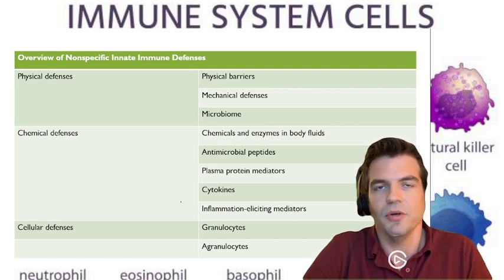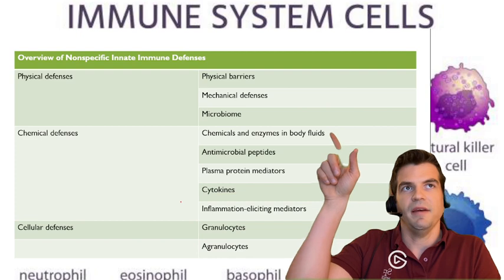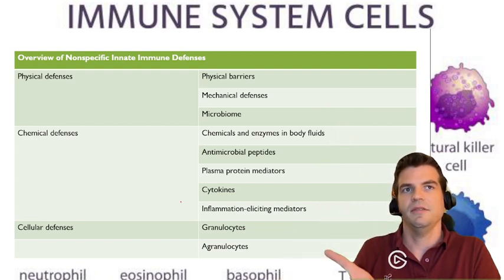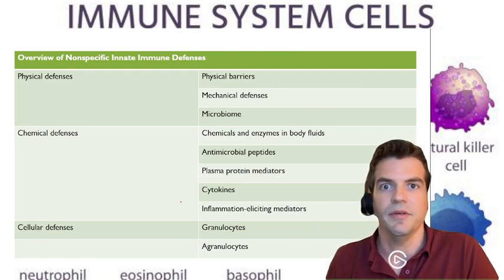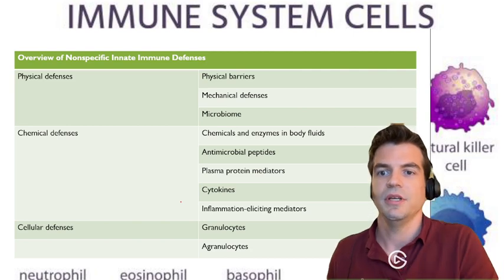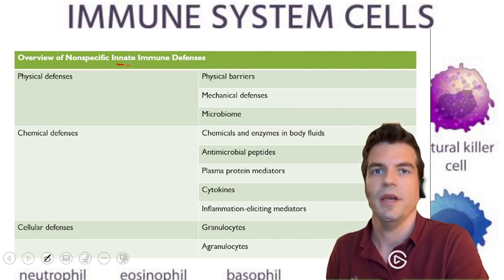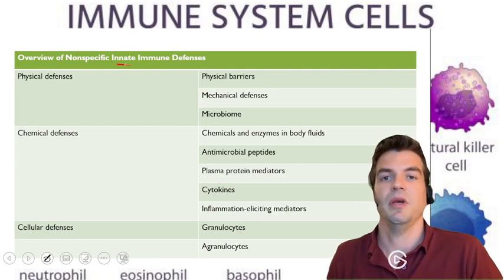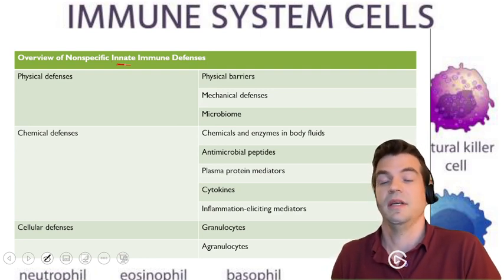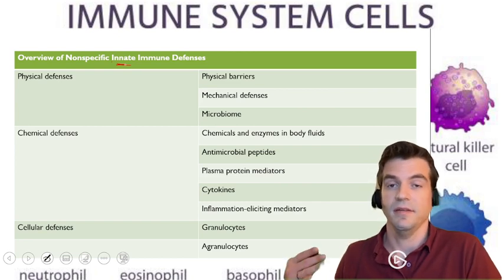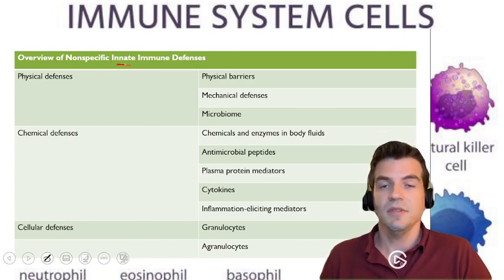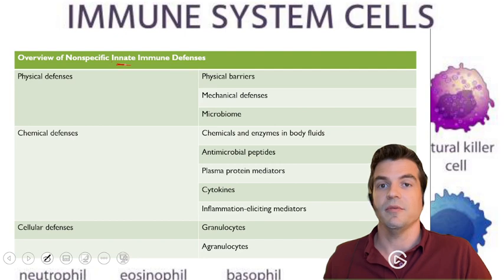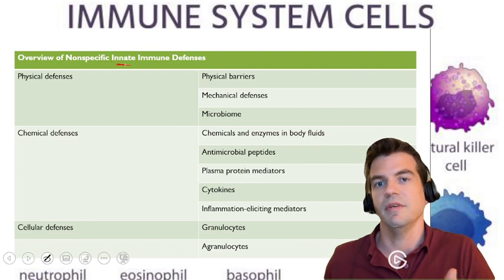All right. So, as you can see above me, we have three different classes. We have physical defenses, chemical defenses, and cellular defenses. And these all are considered innate immunity. When we say innate immunity, remember, we are typically born with this. There are genetic and congenital defects in these systems, but for the most part, we are talking about the healthy individual who's not infected with pathogens.